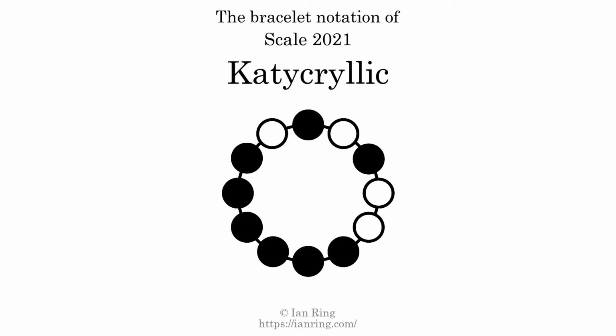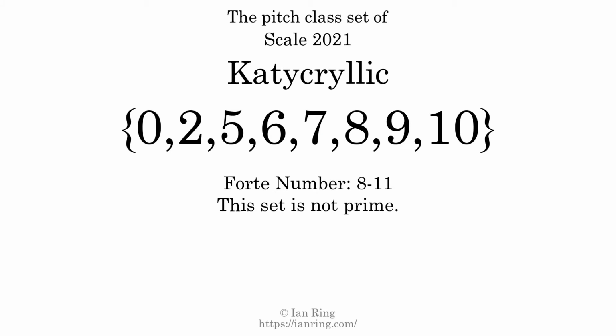This is a bracelet notation diagram of Scale 2021. The shaded circles represent tones that appear in the scale, and they are read clockwise, starting at the top. The pitch class set for this scale is 0, 2, 5, 6, 7, 8, 9, 10. The Forte class is 8-11. This set is not prime.